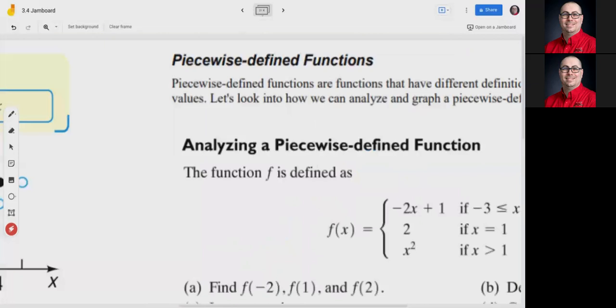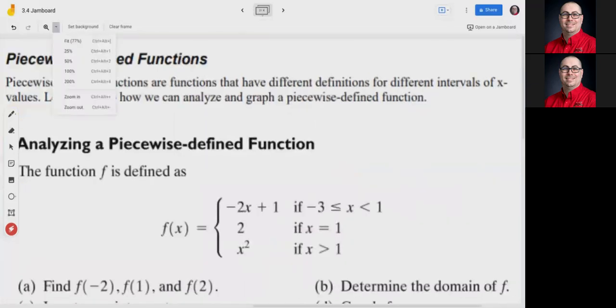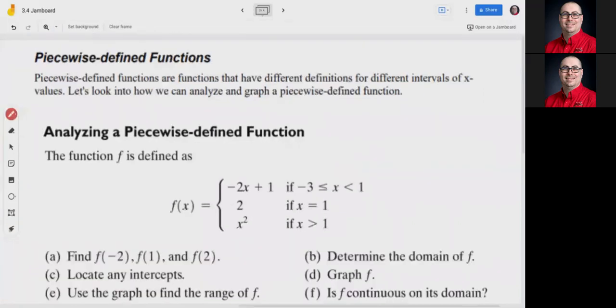All right, so let's talk about piecewise defined functions. I might need to zoom out a little bit here. Piecewise defined functions are exactly what it says in the name. It's a function that is defined in pieces, and we need to be told when to use each piece. So piecewise defined functions are functions that have different definitions for different intervals of x values.